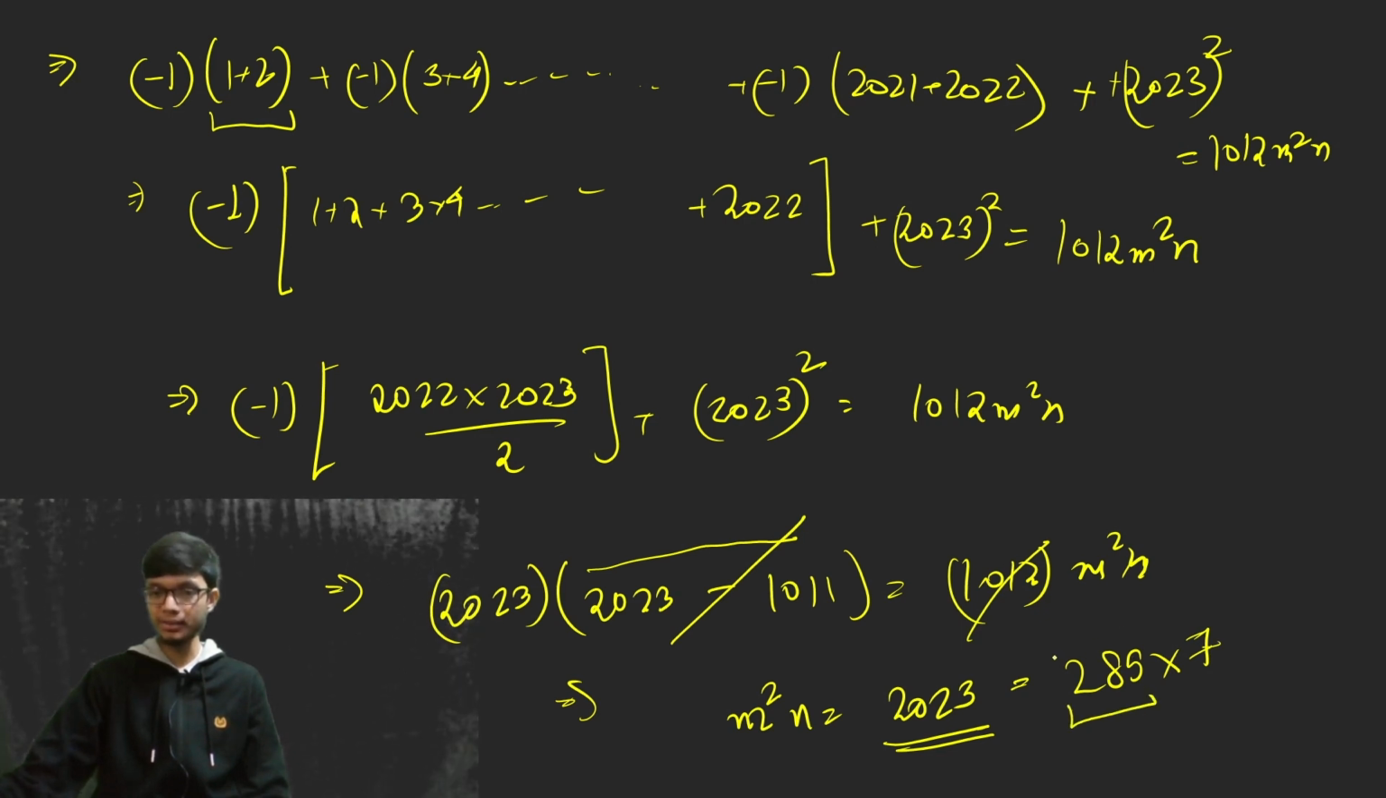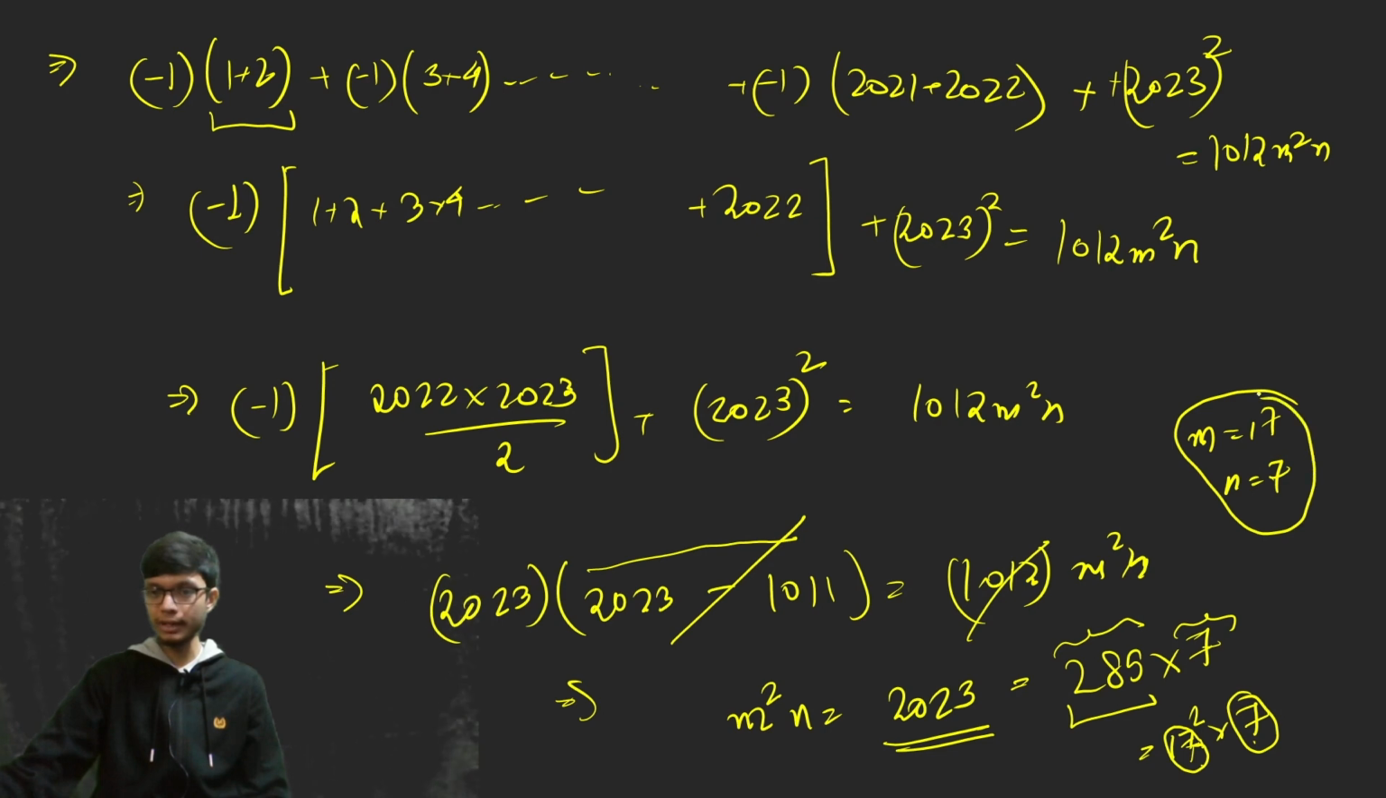You will find that 289 is an exact square, and 7 is another number. 289 is basically 17 square, so 17 square into 7. Now 17 square is the value of m square, and 7 is the value of n. So you can see that m and n have a GCD of 1. From here you get the value of m as 17 and n as 7.